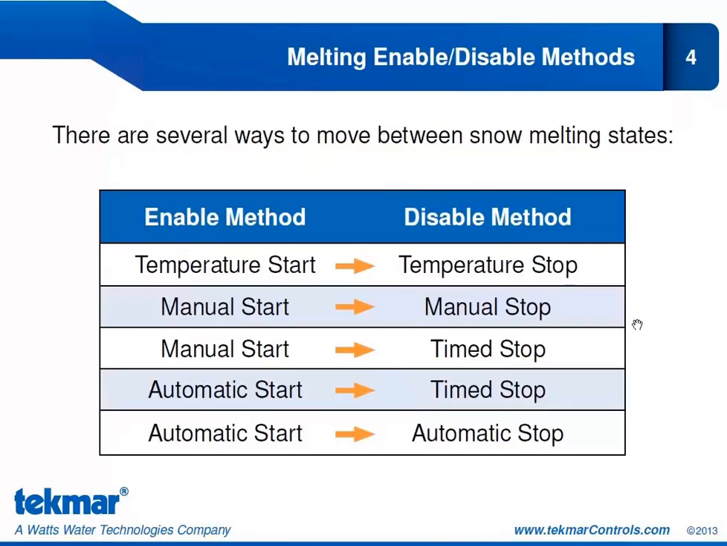There are several ways to move between snowmelting states. We can do a temperature-based start, followed by a temperature-based stop. We can operate a system manually, so we start it manually and we stop it manually. Or we could start it manually and then have a timer so that it would stop after the predetermined set time. We can look at automatic methods as well, so an automatic start with a timed stop. And then the best of all of these would be the automatic start and the automatic stop.